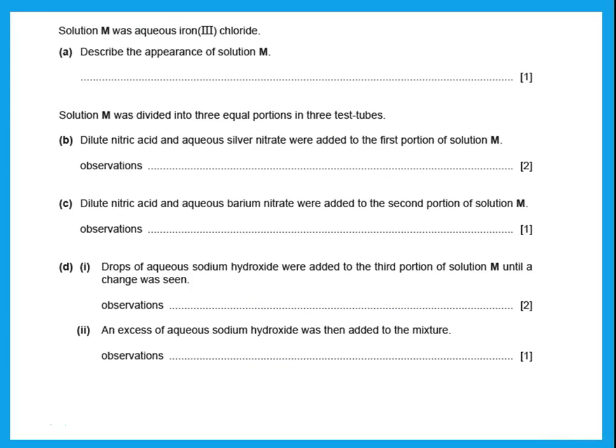Okay, so this is another one. Solution M has iron 3 chloride. And he's asking, describe the appearance of the solution. First of all, how do I know the appearance? What's the color? Iron 3 is a transition metal, so the compound must have a color. How do I know the color? We said iron 3 with sodium hydroxide gave what? When I was testing for iron 3 with sodium hydroxide, it gave a reddish-brown precipitate. But if this is aqueous, then this is a reddish-brown or a brown solution.